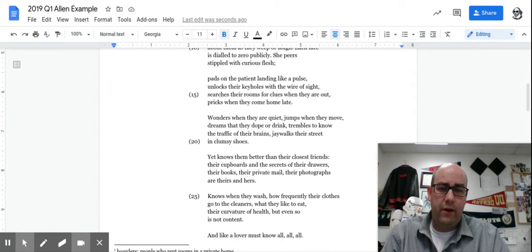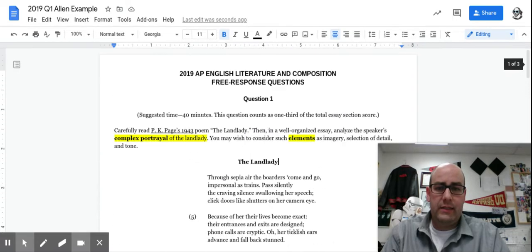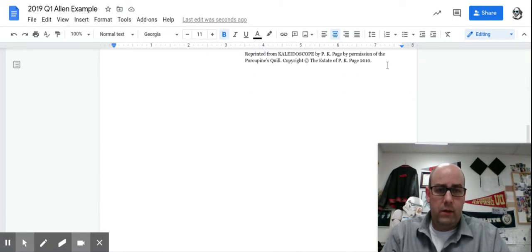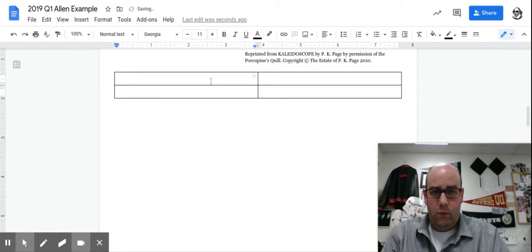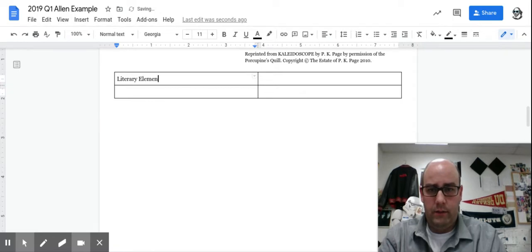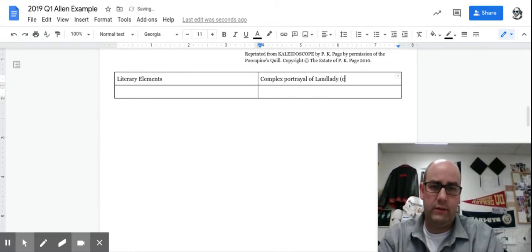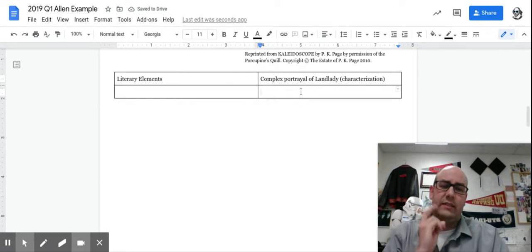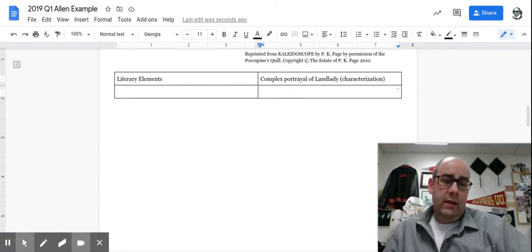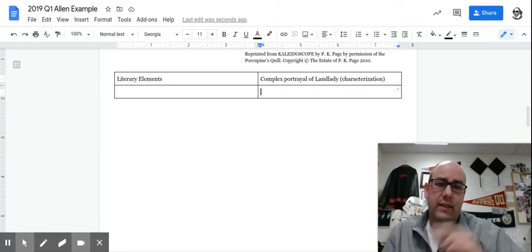So something's going on with the characterization of this landlady. So the next thing we're going to do, even before we read the poem, I'm going to come down here at the very bottom and create my T chart. So I'm going to make a four box. On one side, I'm going to have literary elements. And on the other side, complex portrayal of landlady. And I'm just going to remind myself that what they're asking for is characterization. So this one sets up really nicely for that sophistication point because complex suggests that there's two different ideas about this lady.